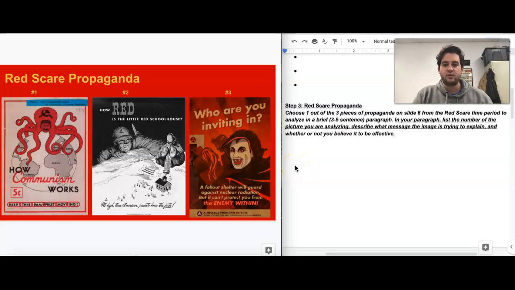And we would like you to analyze in a very brief paragraph, about 3 to 5 sentences, what these might mean. So in your paragraph, you need to list the number of the piece of propaganda that you are looking at, and then you need to just write a short paragraph describing what the message of the image might be, along with whether or not you believe that image to have been effective.